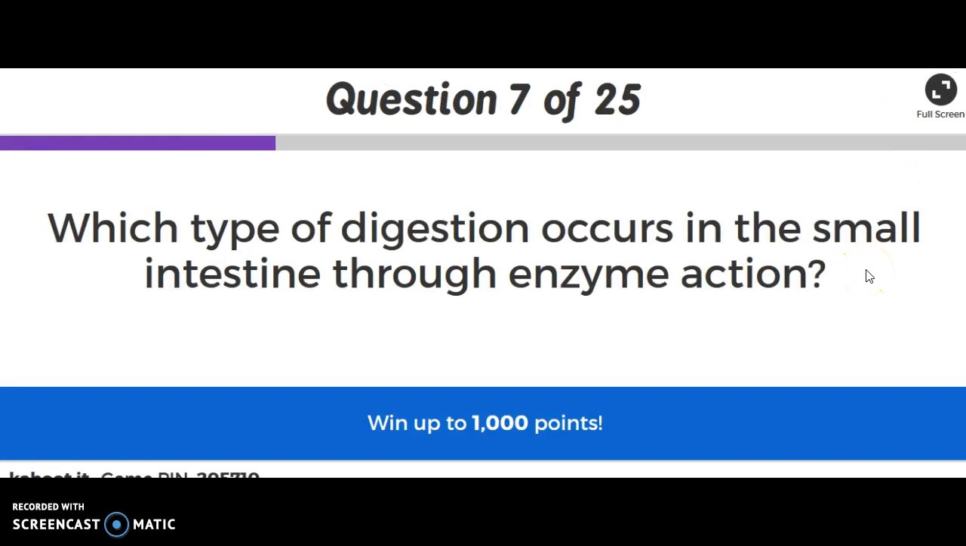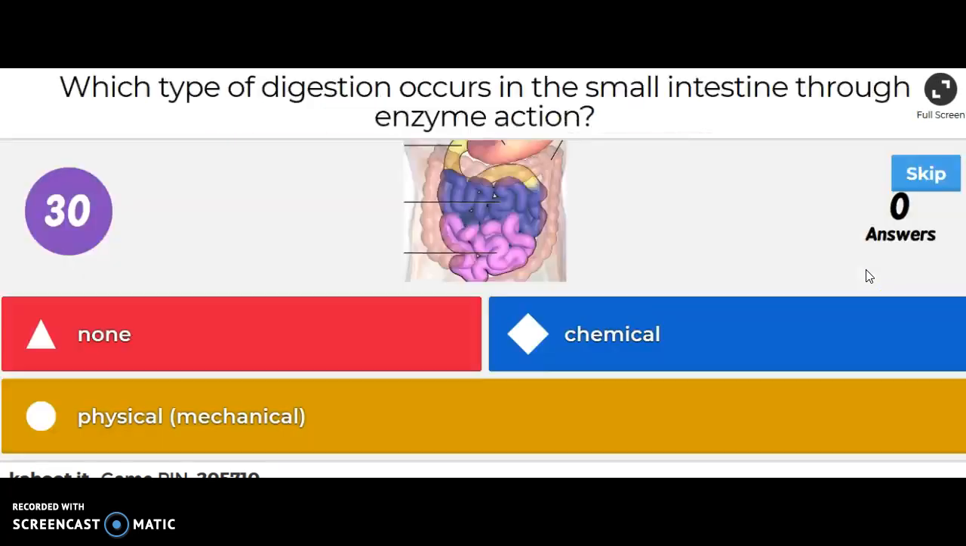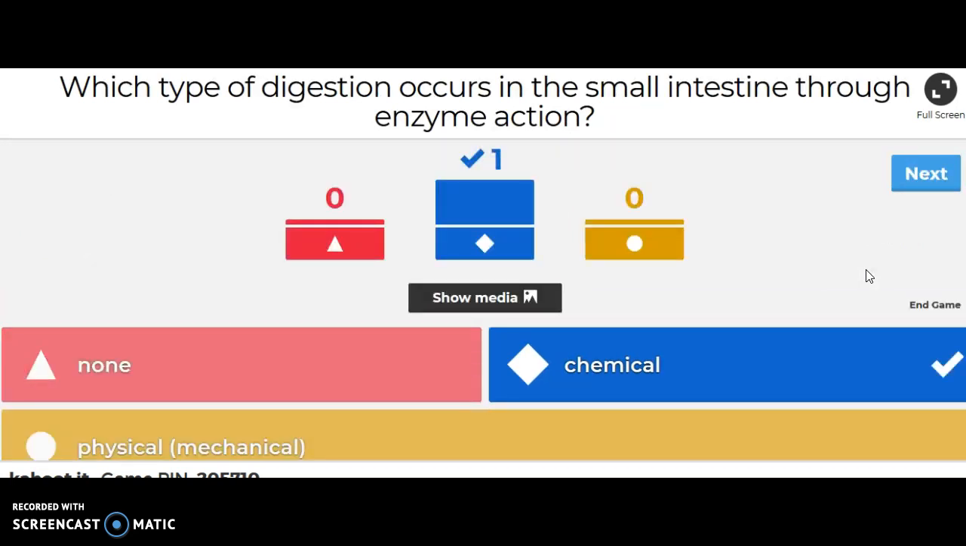Which type of digestion occurs in the small intestine through enzyme action? Remember, enzymes make chemical reactions occur. So yes, that's chemical digestion. The other type, physical or mechanical, is chewing or breaking your food into small pieces.